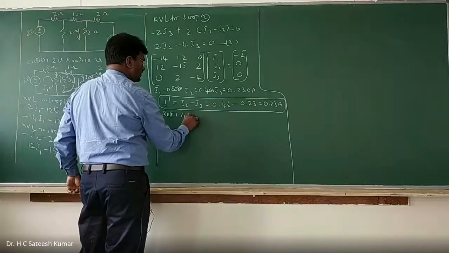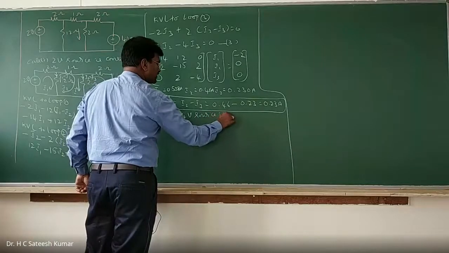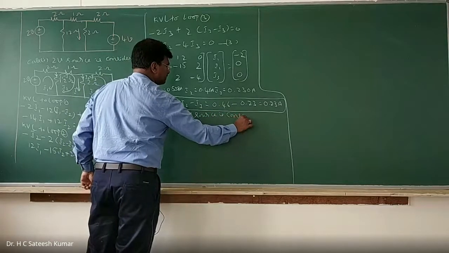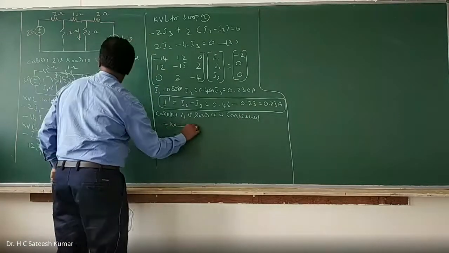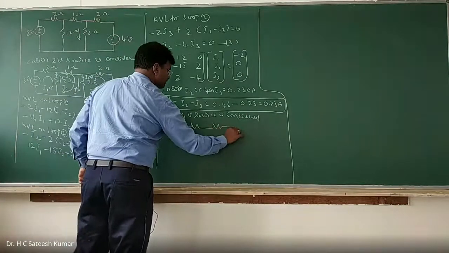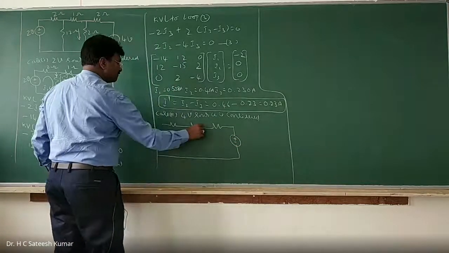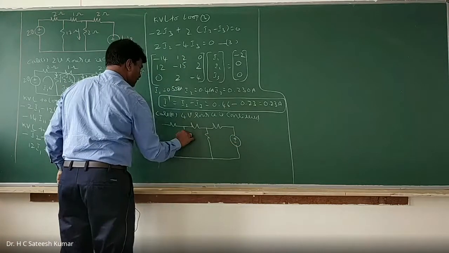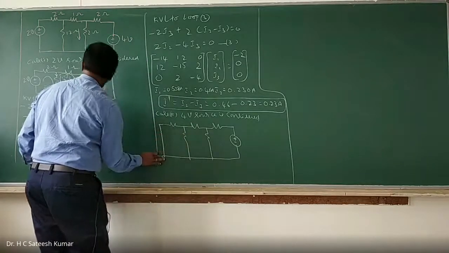4-volt source is acting. Considered. Now what is it that we have? Rewrite the circuit diagram. Plus, minus. This one, the voltage source, is made 0 by short circuiting.